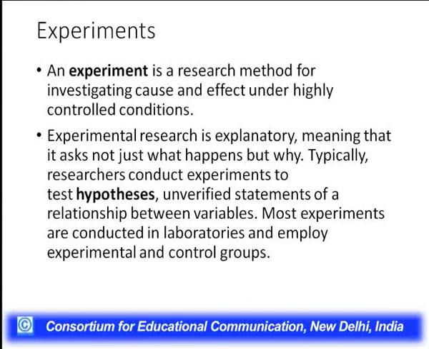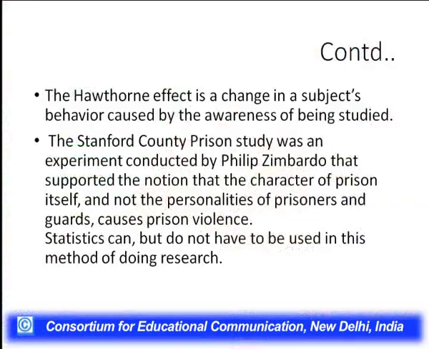Most experiments are conducted in a laboratory and employ experimental and control groups. But as I have already said, in the social sciences, the entire society is a lab. So, the experiment would be conducted in the sense that if a sample of the universe is selected, they are asked to behave in a certain manner or to interact in a certain manner, and on the basis of the way in which it is being experimented at one particular time, the interpretations are done. The Hawthorne effect is a change in subject's behavior caused by the awareness of being studied.